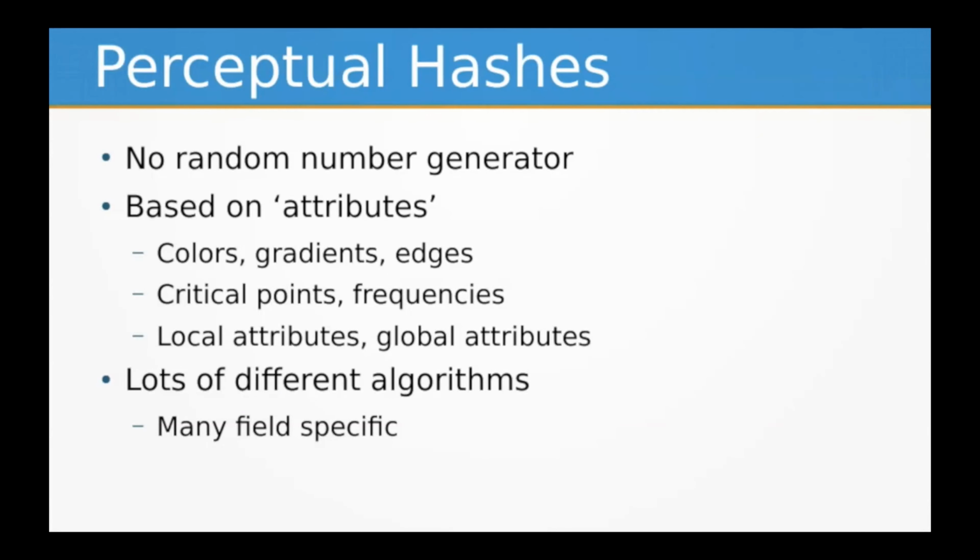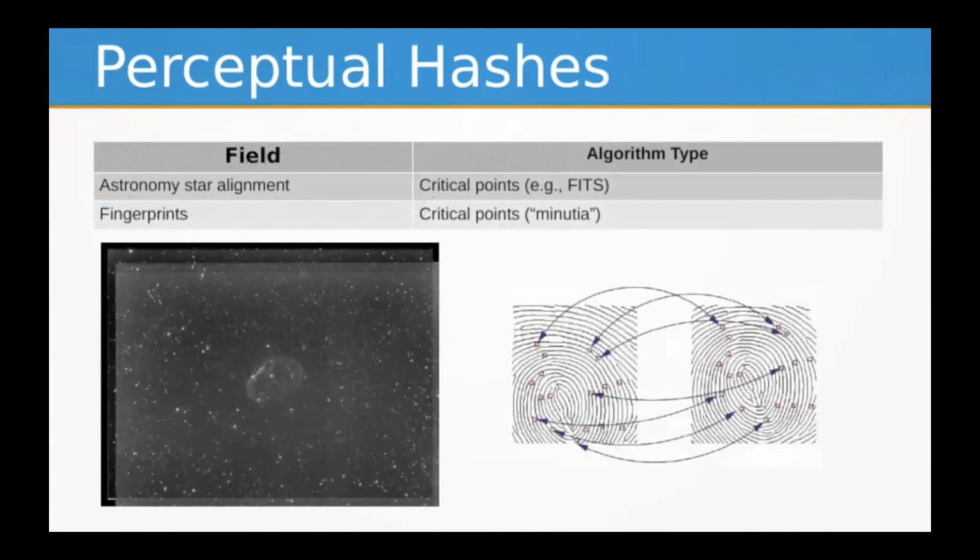Just as there are lots of different cryptographic algorithms, there are lots of different perceptual hash algorithms. Many of these algorithms are field-specific. For example, astronomers take photos of the night sky and need some way to align similar photos of stars. One algorithm for doing this treats every star position as a critical point for alignment. As long as the stars are in the same relative positions, the images will match. Fingerprint matching uses a similar technology. The ridges define critical points for alignment.